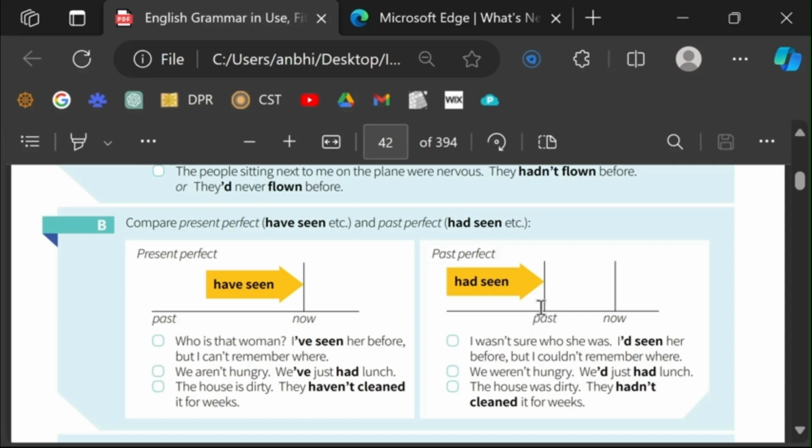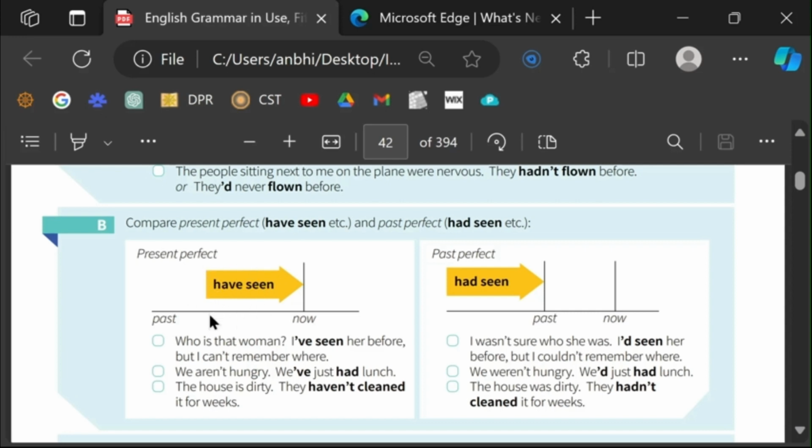Now, comparing present perfect and past perfect. Here you have the point in time, which is now, the present. Something happened before now, you see? Then you have a present perfect. For example, who is that woman? I have seen her before. Before when? Before now. But I cannot remember where. I have seen her. This is in the past, but before now.